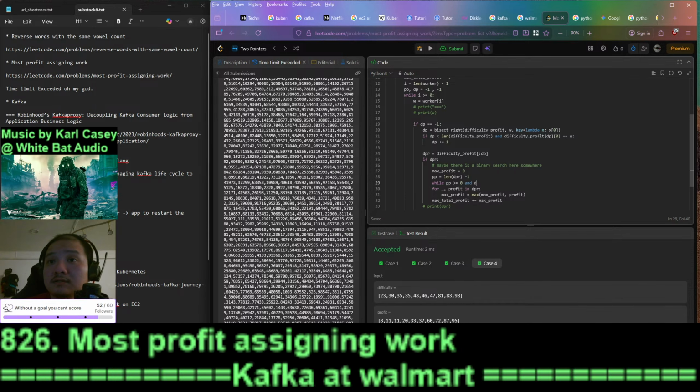and difficulty profit of PP minus 1 is greater than max profit, right? And then it's greater than, we want the max, right? So PP minus 1. Here we go.